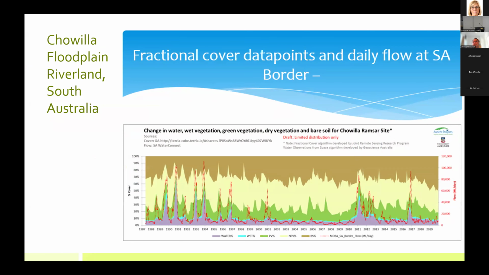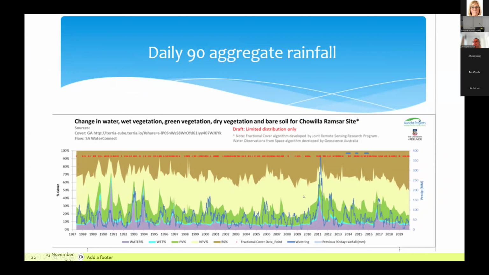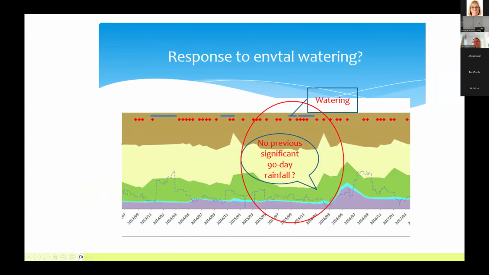We unpacked that a bit further, where we actually augmented it with daily flows at the border, which were just upstream from the actual site, and you can see a reasonable correlation in terms of the red stream flows and the open water, which is then often open overbank flow. We then bring into that the actual date series for the Landsat imagery, and then also the environmental watering events that have been taking place, and we can then unpack that a bit further to see with 90-day aggregate daily rainfall, to see if rainfall is actually impacted on the response.